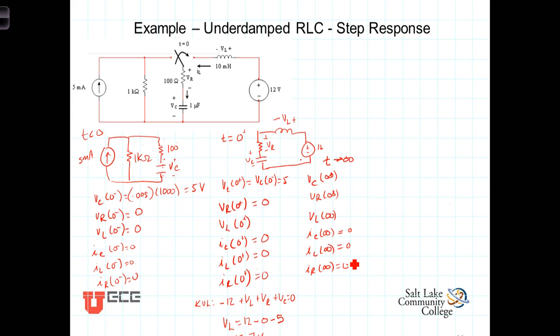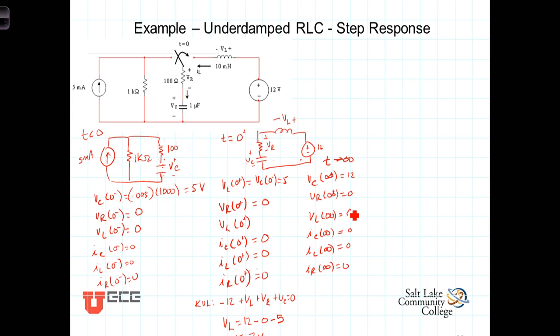And V sub C at infinity is just going to be the 12 volts. V sub R is going to be 0 because the current through the resistor is 0. And V sub L at infinity is going to also be 0 because the current through it will be constant. We know that the voltage across the inductor is equal to L times the derivative of the current. Because the current is constant, the derivative of the current will be 0 and the voltage across the inductor will be 0 as t goes to infinity. So we've now got our initial conditions and our final conditions.